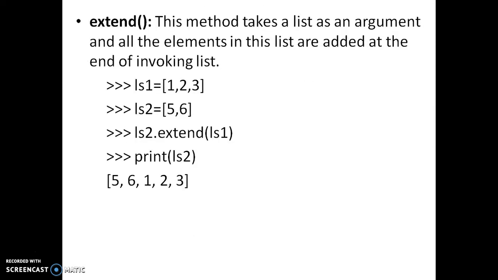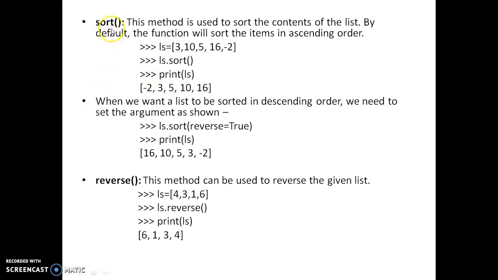We have the extend function that will extend the existing list with another list. Here we have ls2 dot extend ls1. This means whatever elements ls1 has are added to the invoking list. So ls2 is the invoking list here, and ls1 is the list which has to be added. This is how the extend function works. Next we have the sort function. Sort will sort the elements of the list.